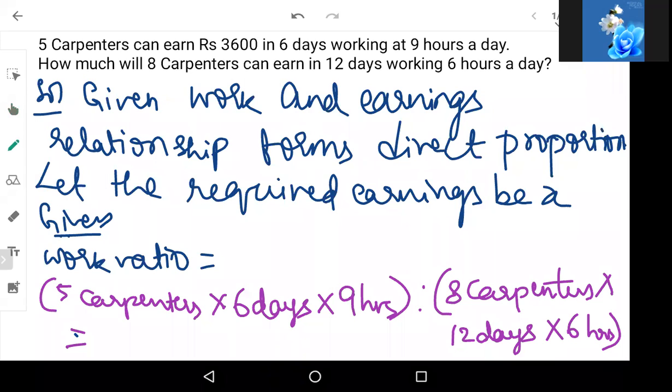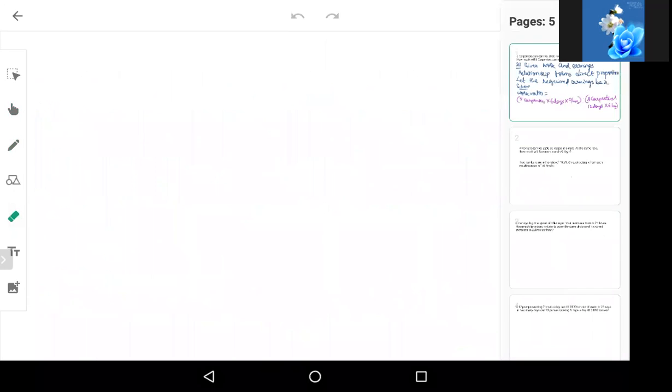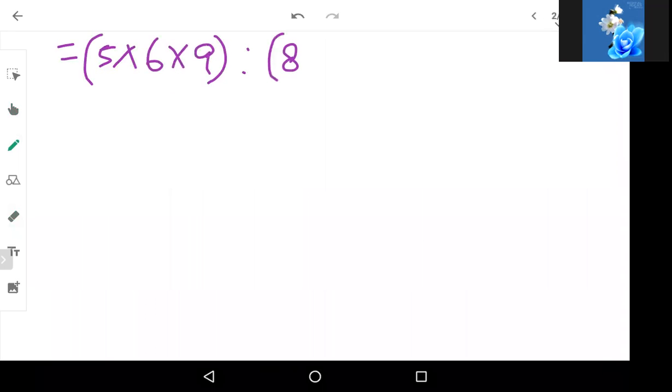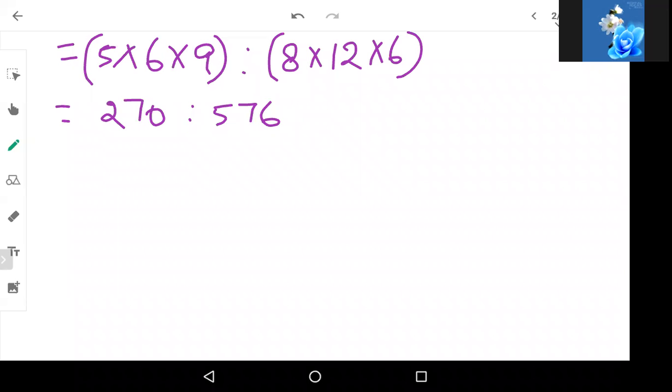Now, let's do it on the next page. So let's work out that ratio. 5 carpenters working for 6 days into 9 hours is to 8 carpenters working for 12 days into 6 hours. Now multiply this. 5 into 6 into 9, how much do you get? 270 is to 8 into 12 into 6, 576. So this is the work ratio.